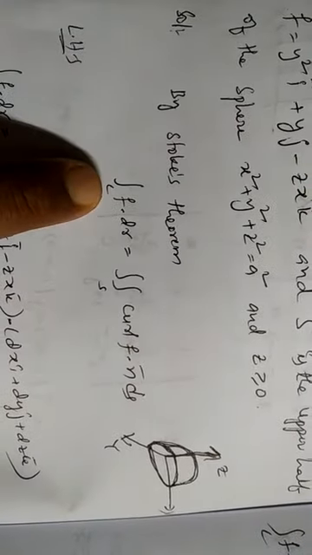Stokes' theorem is the integral over C of f dot dr equal to the integral over S of curl f dot n dS. Look at the LHS first: the integral over C of f dot dr. r is x i plus y j plus z k, the position vector, so dr is dx i plus dy j plus dz k. Applying the dot product, we get y squared dx plus y dy minus zx dz.